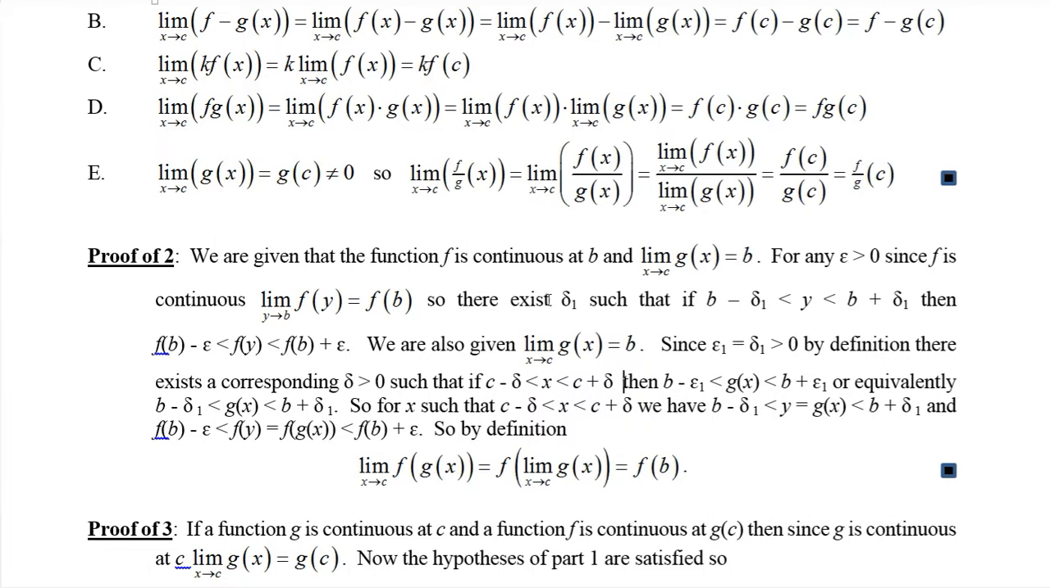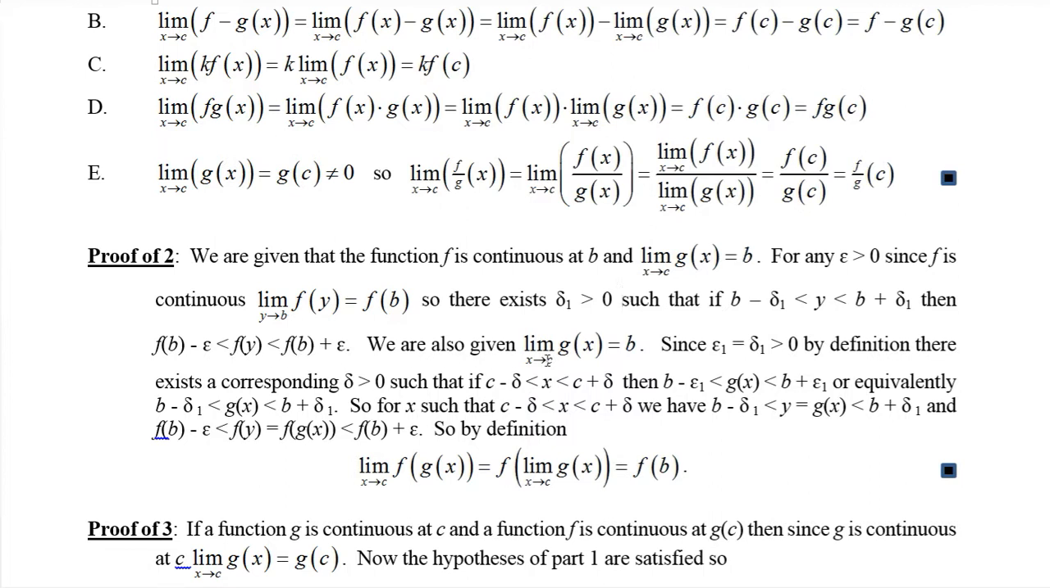So there exists a number delta 1, which is a positive number, such that if y is between b minus delta 1 and b plus delta 1, then f of y is between f of b minus epsilon and f of b plus epsilon. Remember, f of b is your L, your limit, because f is continuous. So this is our limit definition with deltas and epsilons mixed in with the definition of continuity. This is what we get here.